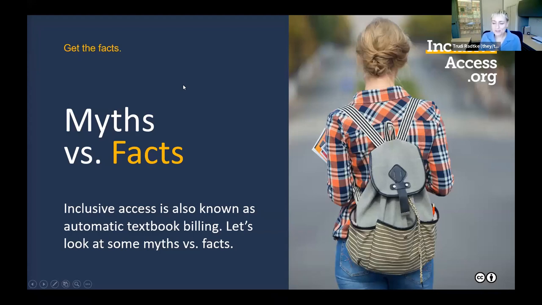Okay, so I've only got 20 minutes, so I've moved really quickly through kind of the background of inclusive access. This is the real meat of the presentation. This is where I dig into what's the deal with inclusive access programs and what should we consider before we onboard them at our campus.